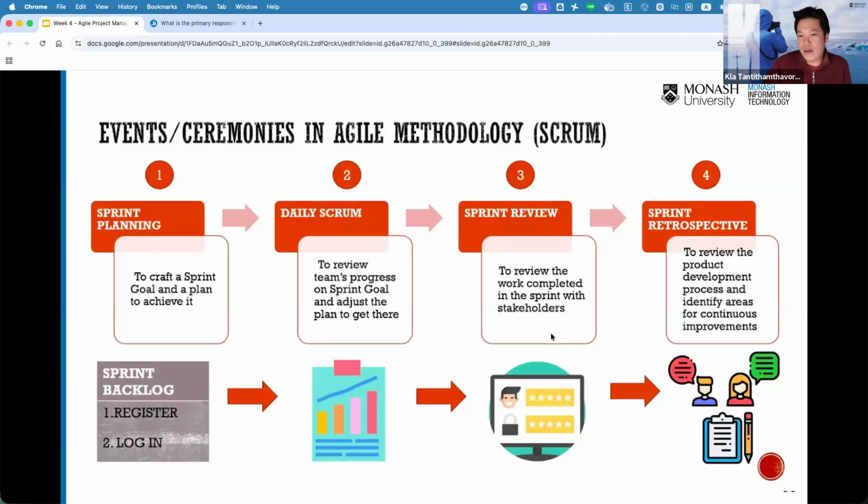During the sprint review, you have completed everything and you are ready to present the work to the stakeholders, and then you do that, right? And then during the sprint retro, you review the product development process. Basically, review the process.